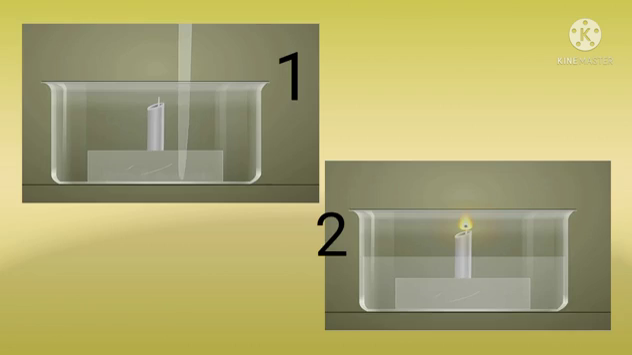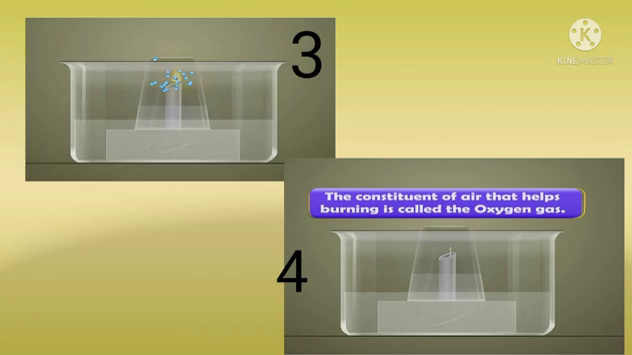Now students, again we will move to our activity 3. Take a slightly deep dish like a saucer. Stand a candle at its center. Fill water in the dish. Light the candle. Now place a glass tumbler over the candle. What do you see, students? Soon the candle goes out and the level of water inside the tumbler rises up to a certain level.